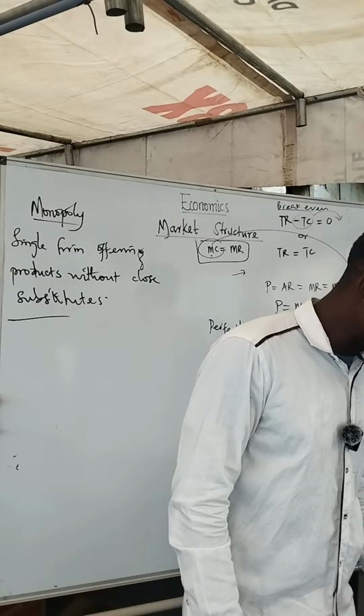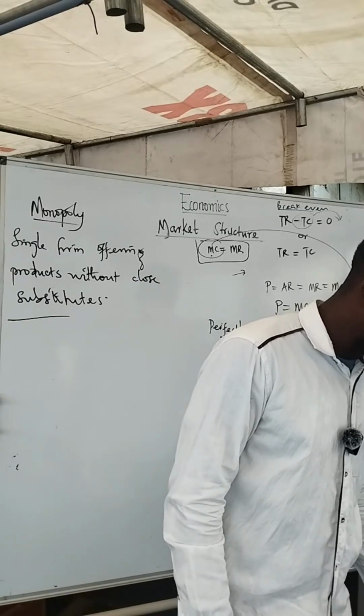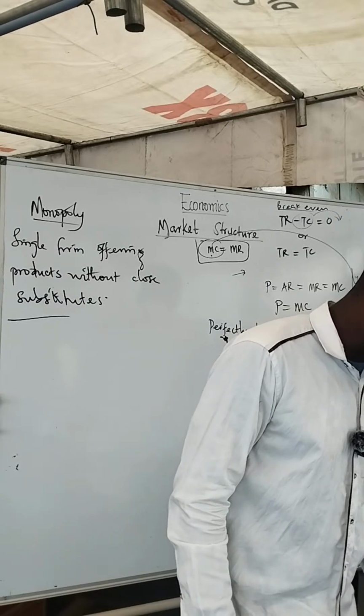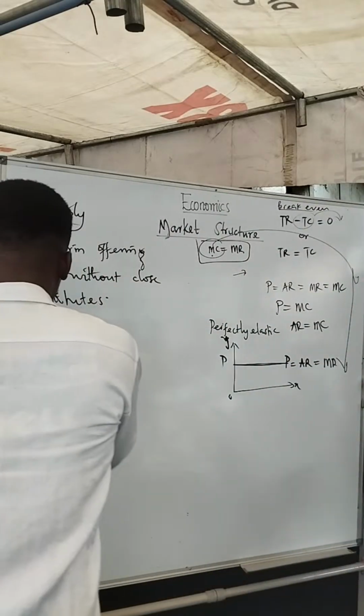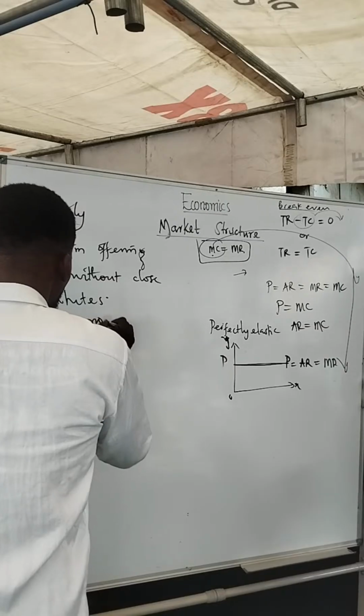So a monopolist is a single producer or seller of a commodity which has no close substitute. The monopolist is the only firm in the industry and there is no competition from other firms. He is regarded as a price setter. So a monopolist is a price setter.